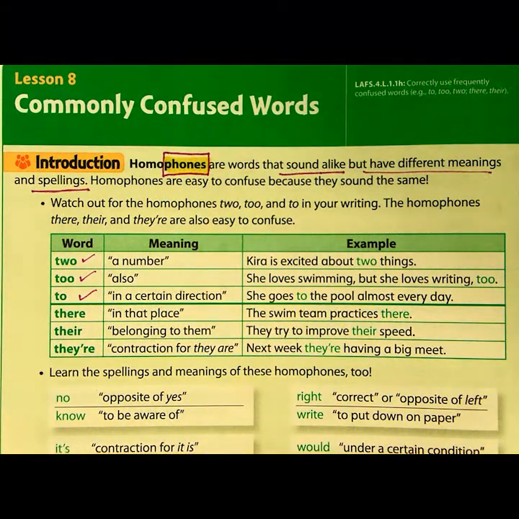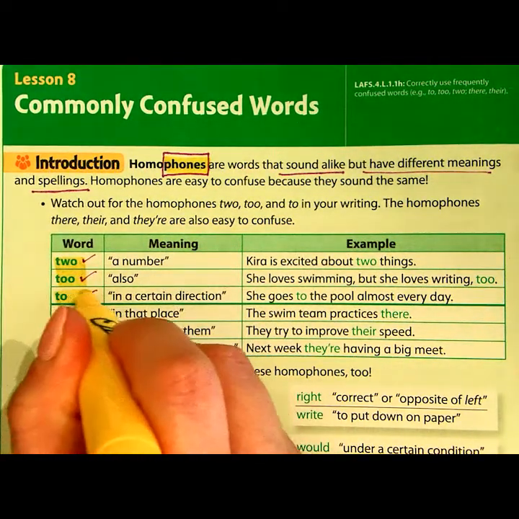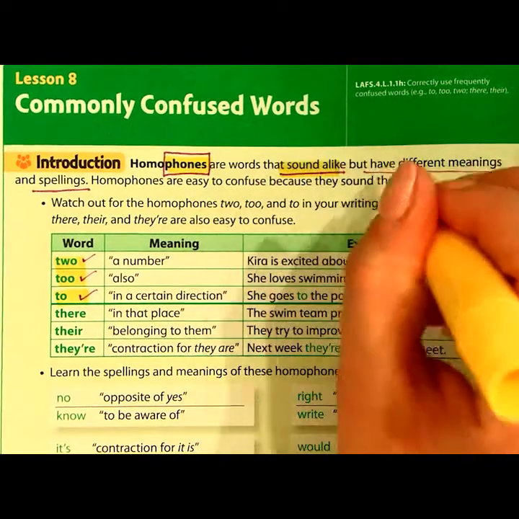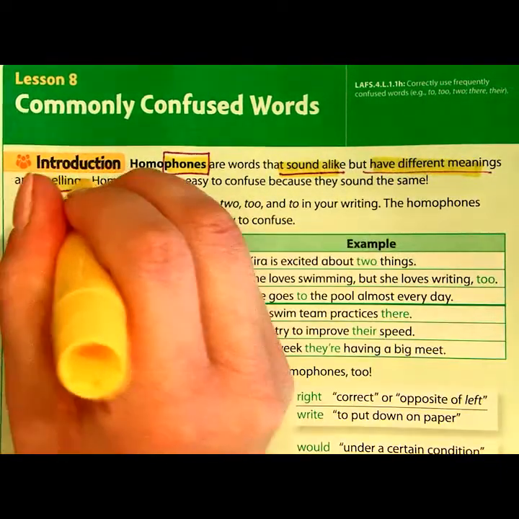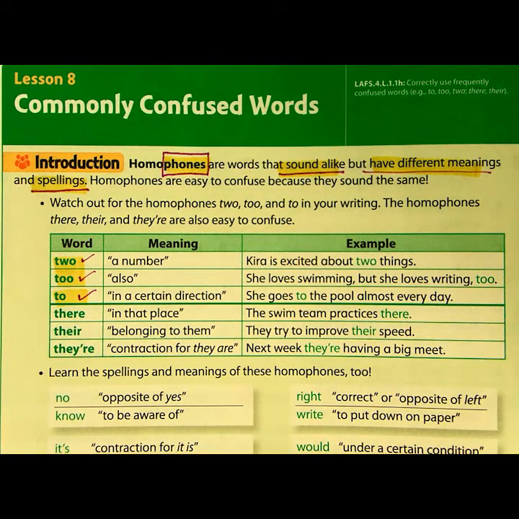now and call someone and say the words to, two, and too, they would all sound the exact same on the phone. But we know that these words sound alike. However, they have different meanings and they're also spelled differently. So today we're going to look at a few of those commonly confused words and really focus on the difference between the meaning and then practice using them in sentences.